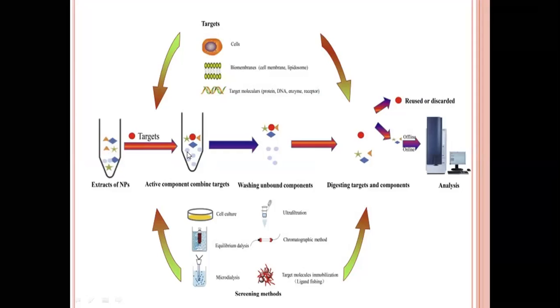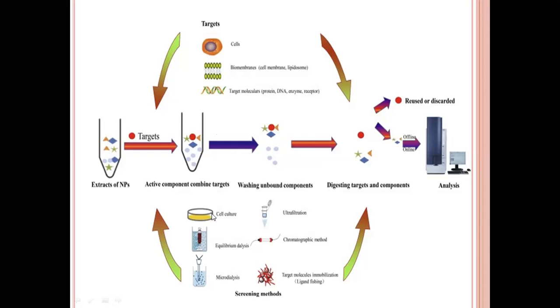These two are mixed, so the active components in the extract combine with the targets. The active constituents bind to the target, and unbound compounds are washed away. Then the bound compounds are separated using some chemicals or by digesting, which separates the active constituents, and waste products are removed. They are then analyzed using HPLC, LCMS, or some other instruments.